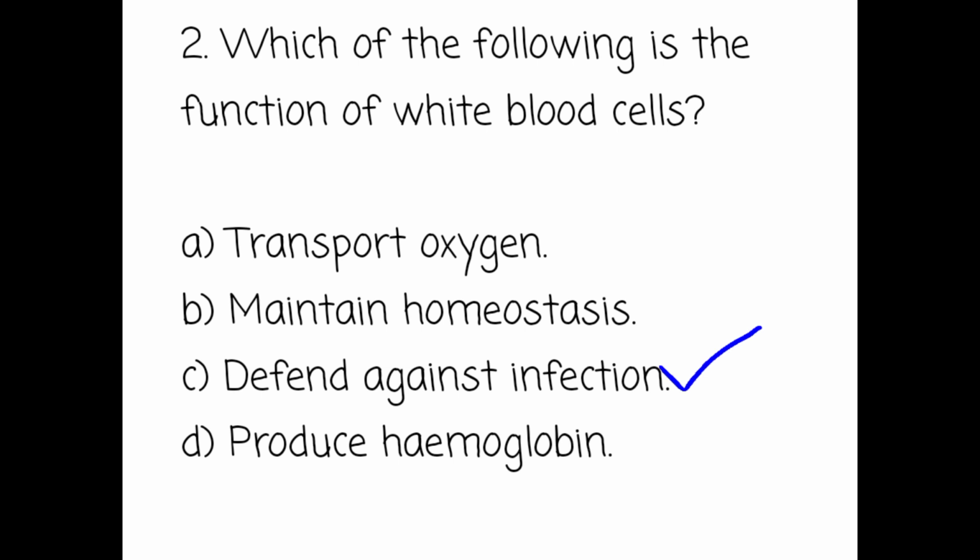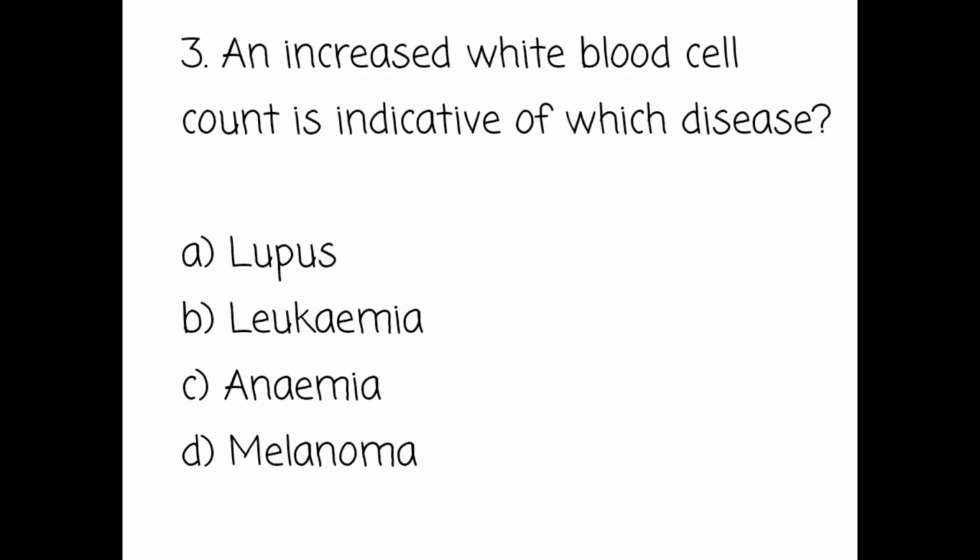Defend against infection. This A that we have here is carried out by the red blood cell. Secondly, maintain hemostasis. Hemostasis can be maintained by all the blood cells when they are working together. But as for production of hemoglobin, white blood cells do not produce hemoglobin. It's produced somewhere else in the body.